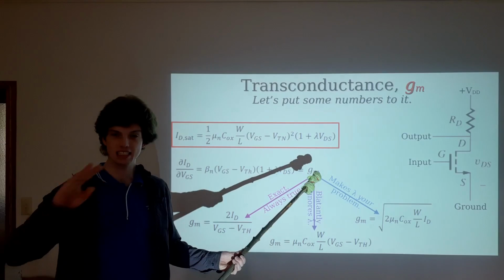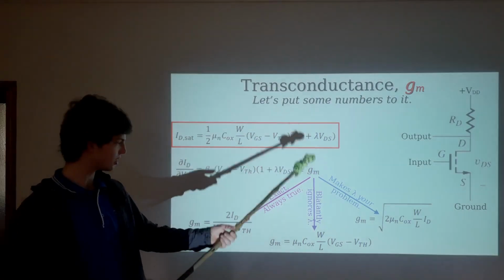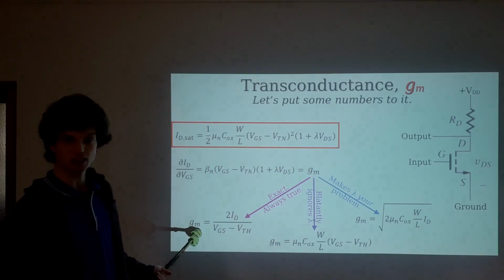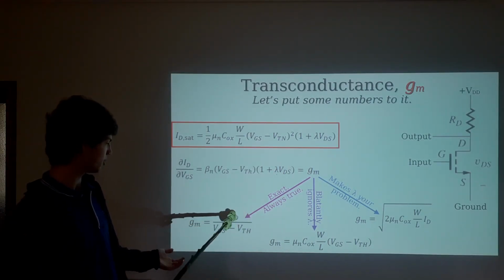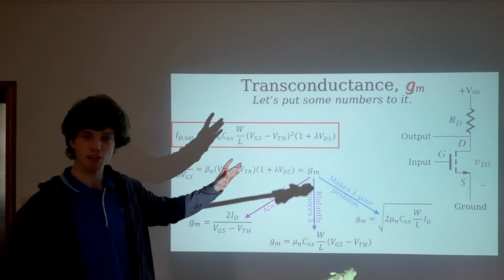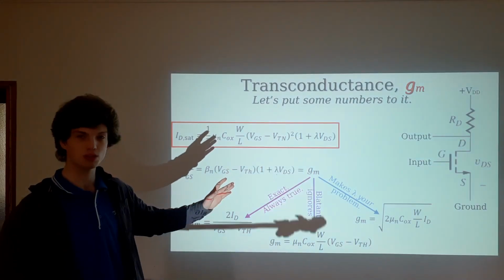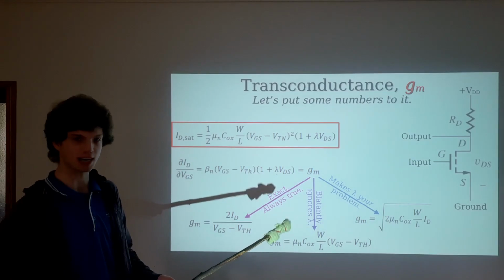If we want an exact expression that does deal with this lambda term, the channel length modulation, then we need this one over here. This is an expression that's got double the current divided by the gate to source voltage minus the threshold. That's generally an unwieldy expression to use. It's not one that gets used an awful lot, but it's important to know if you actually need to calculate this thing exactly.